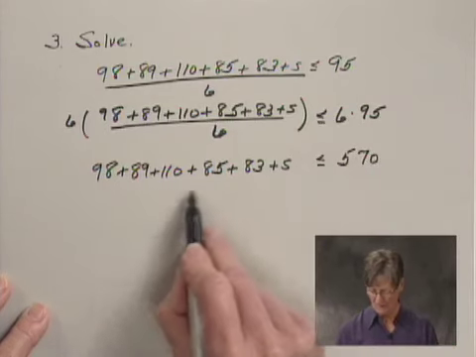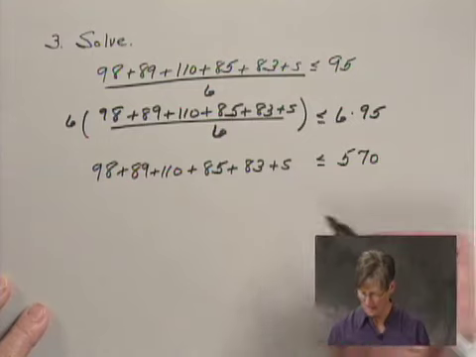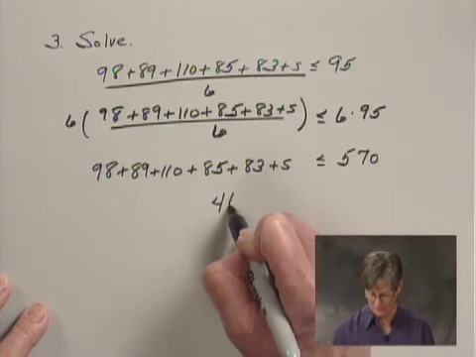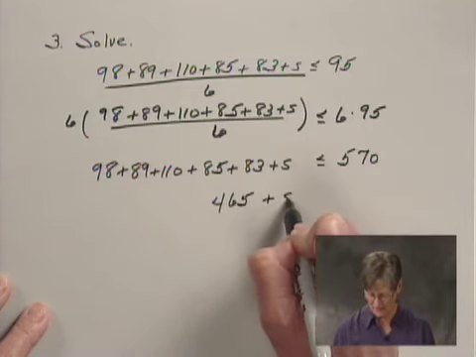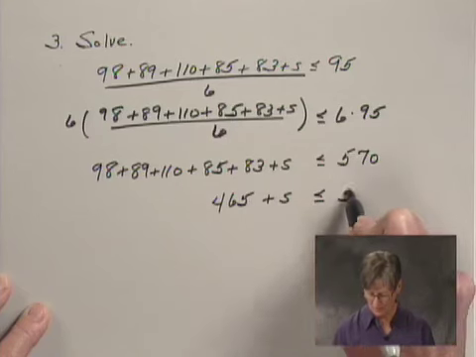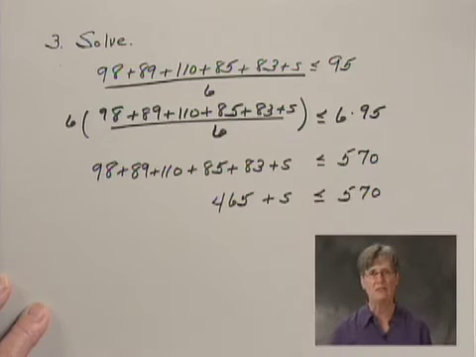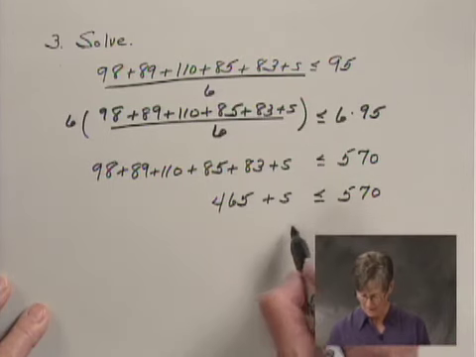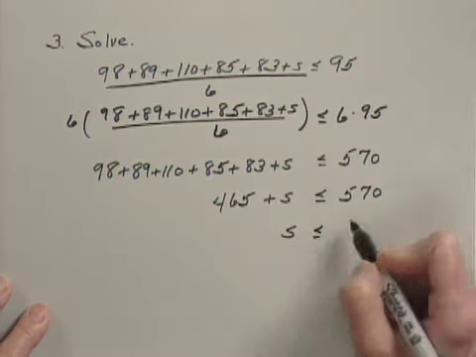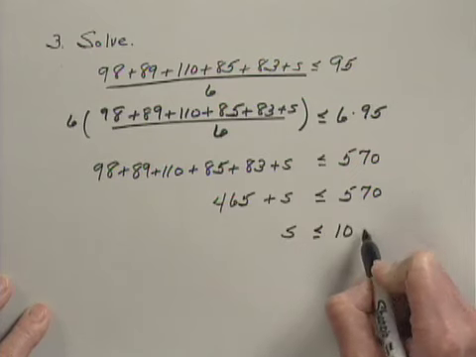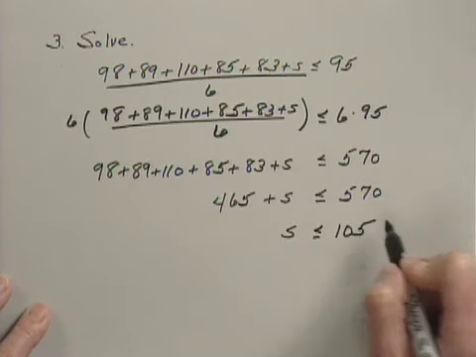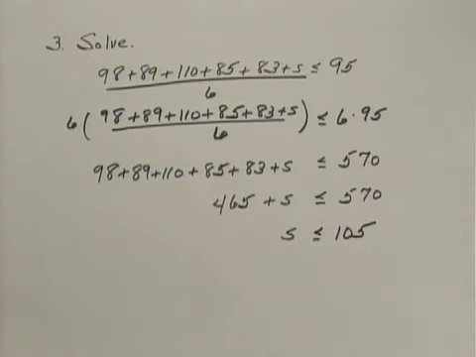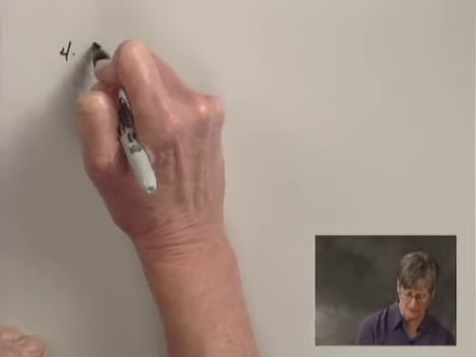Now, when I add these 5 numbers together on the left-hand side, I get 465. So I have 465 plus S is less than or equal to 570. Finally, I can subtract 465 on both sides, and I get S is less than or equal to 105. So this is our possible solution, and the next thing we need to do is to check this in the original problem. It's the 4th step in our process.